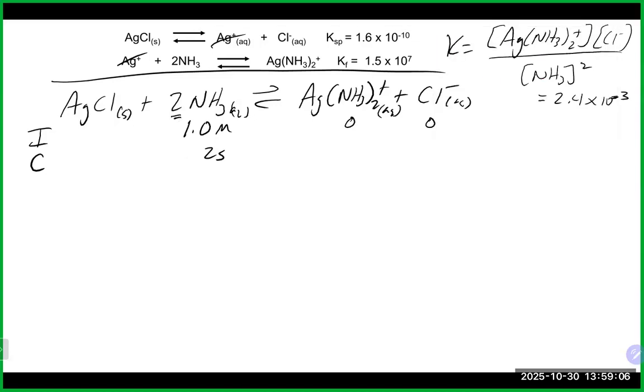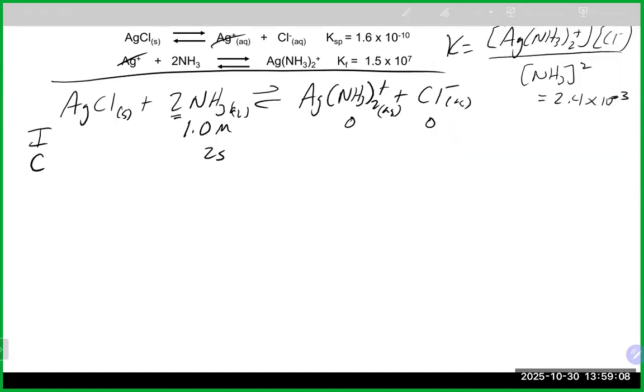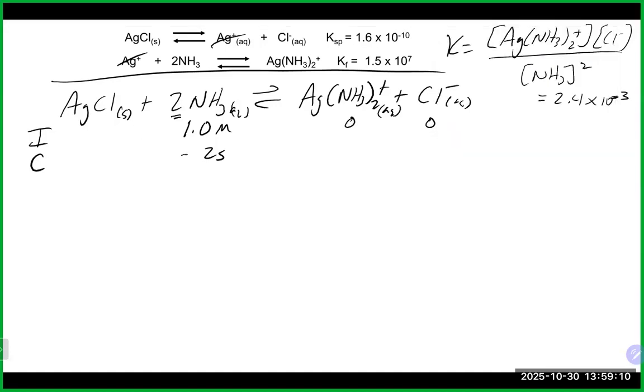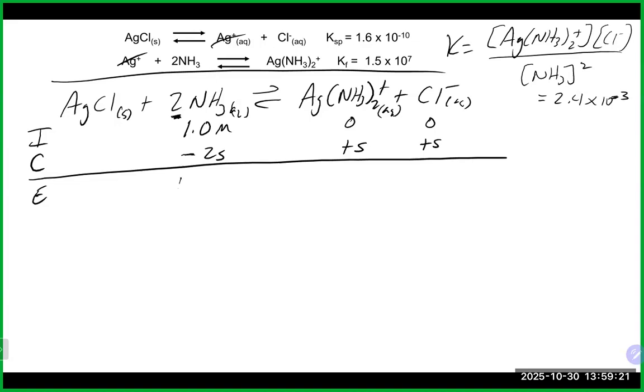Come here. It's on the left-hand side, so it should be decreasing. So it is minus 2s here. Again, the 2 for the coefficient. This would be plus s and plus s. This then at equilibrium is going to give us 1.0 minus 2s. This is going to give us s and s.